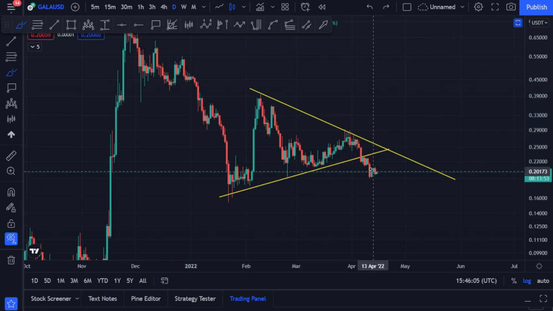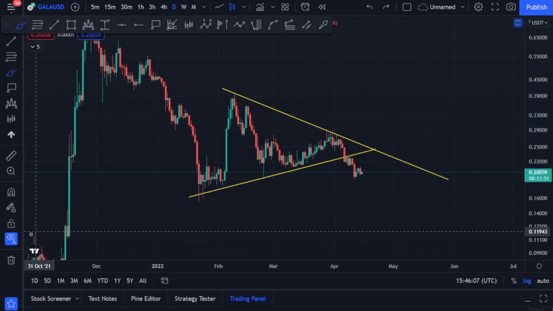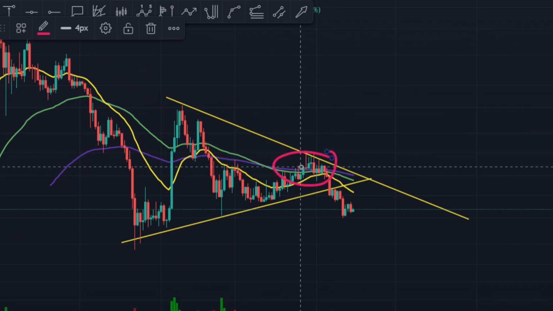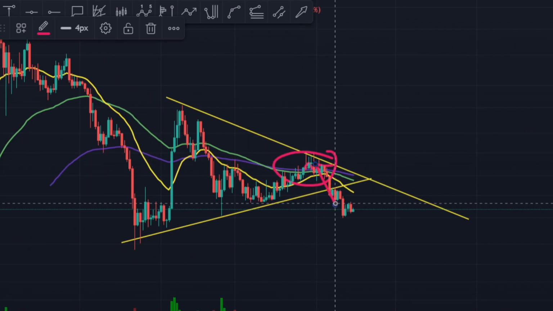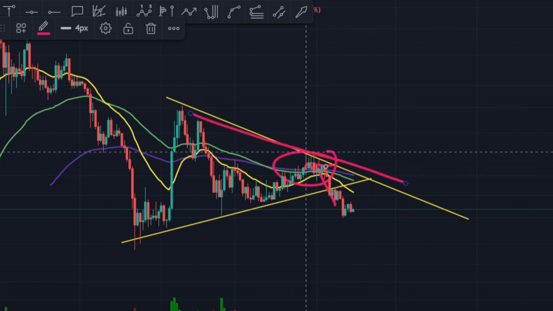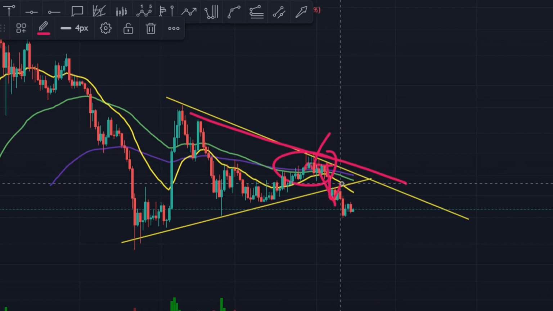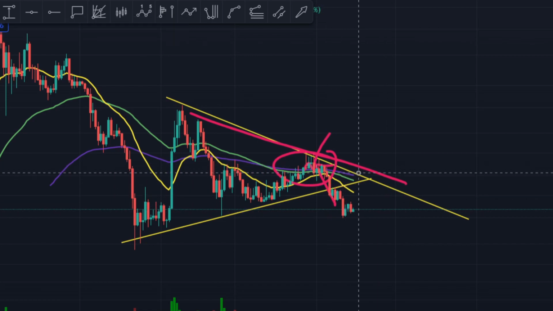Okay, now we did break towards the downside, and you can see where the EMAs are. Okay, this area over here, you see that the price did try to get above the EMAs, but again it failed, and then this resistance rejected the price, couldn't break towards the upside, and you can see the price has fallen below the EMAs as well.